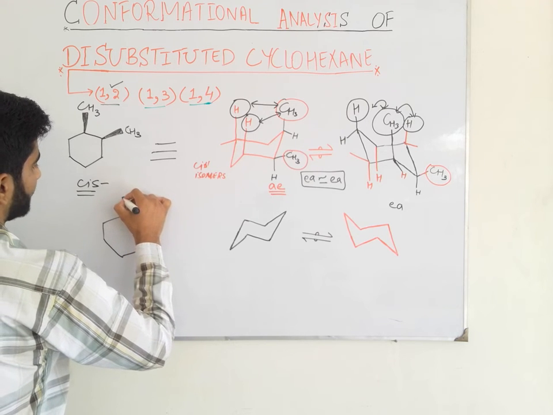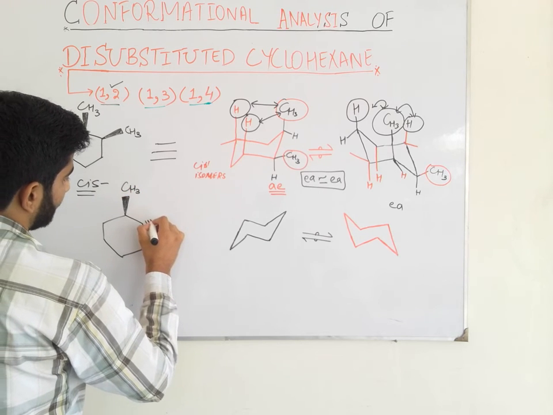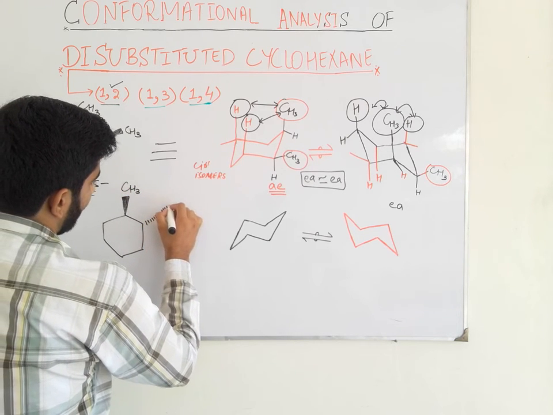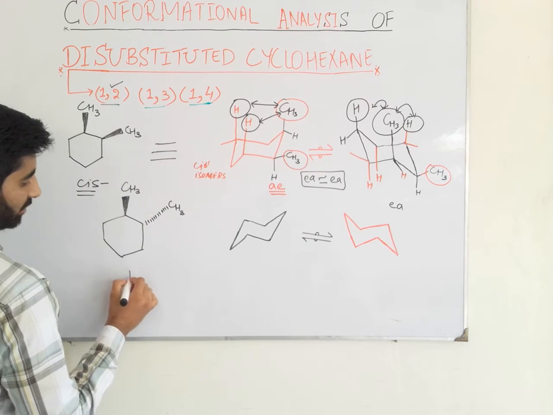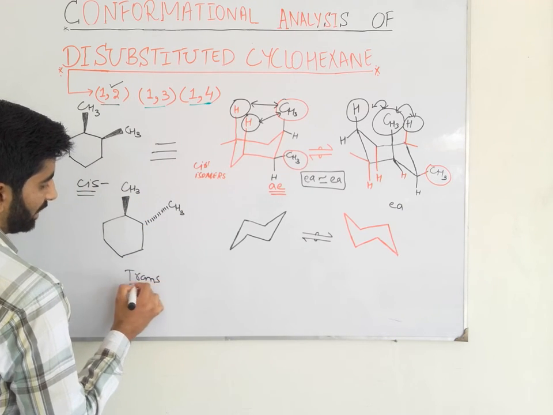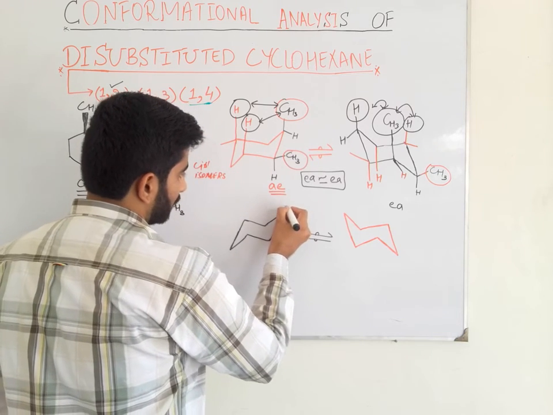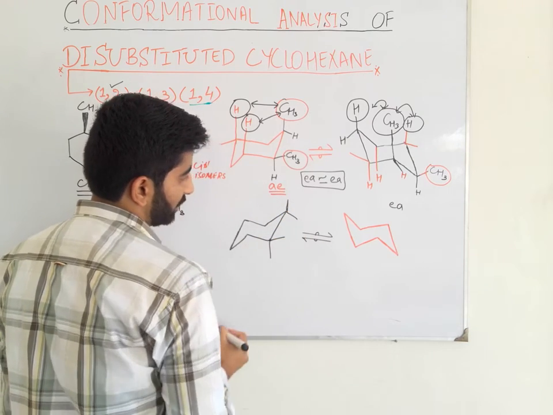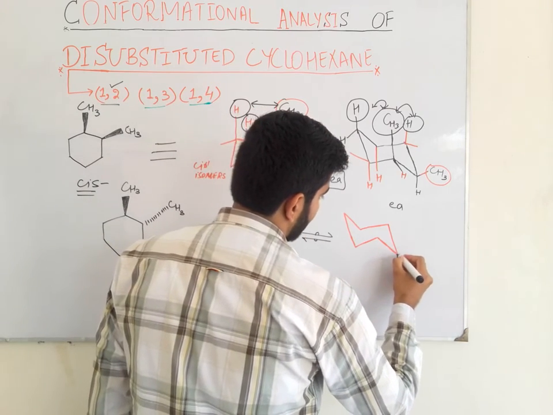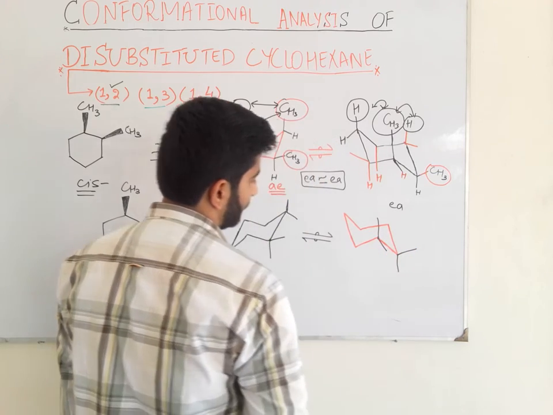One methyl group is represented by the wedge bond while the other is represented by the dash bond. So it is below the plane, this is above the plane, so it is our trans 1,2-dimethyl cyclohexane. So there is axial bond, equatorial bond, axial bond, equatorial bond. Similarly, axial, equatorial, axial, equatorial.